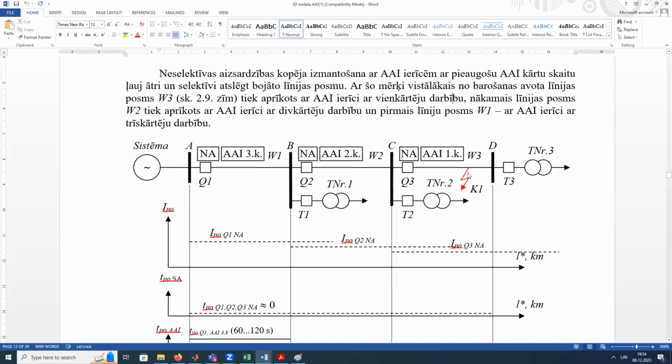In case of continuous fault, unselective protection will disconnect this line and it can't be reclosed anymore. In case when we have a fault, for example, here, again, everything was disconnected, and for the second reclosing, this one and this one goes back, and this is over.